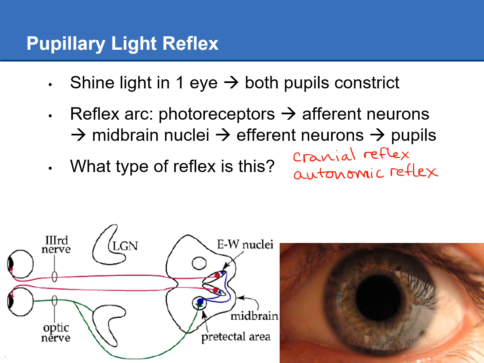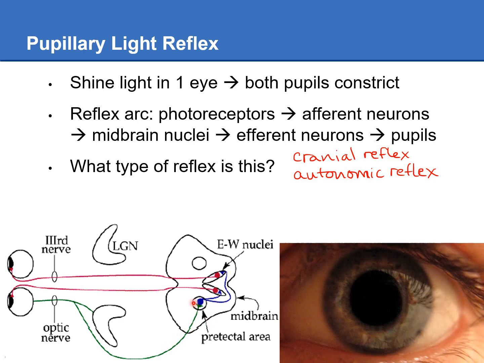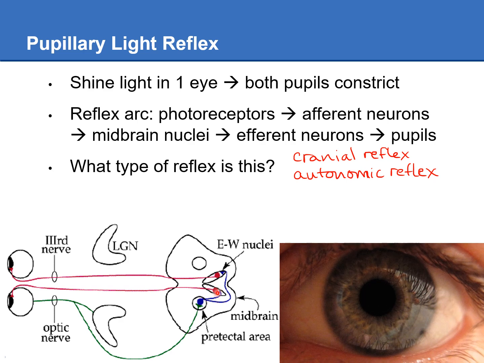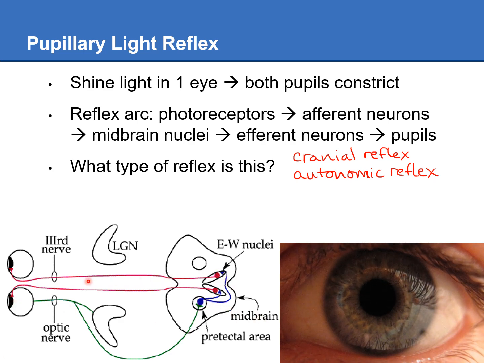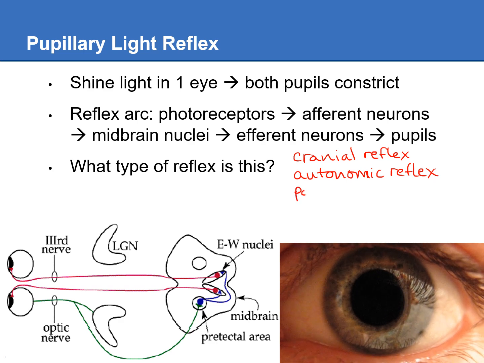Okay. And would this be a monosynaptic or polysynaptic reflex? Okay, so if we take a look here, our sensory neuron here is in green, and then we've got one synapse, two synapses between the sensory neuron and the motor neuron to this bottom eye, and then we've got one synapse, two synapses between this sensory neuron and the motor neuron to the other eye. So this would definitely be a polysynaptic reflex.